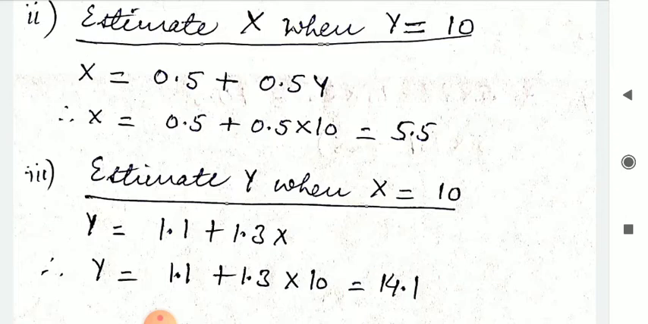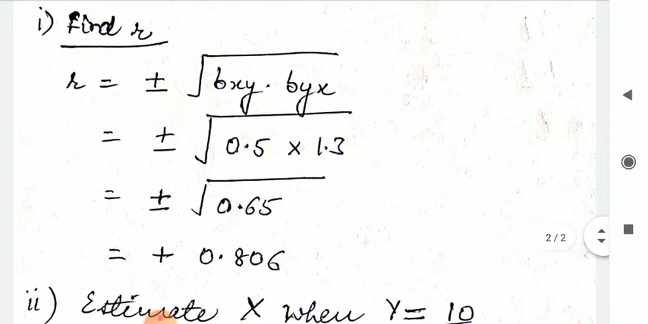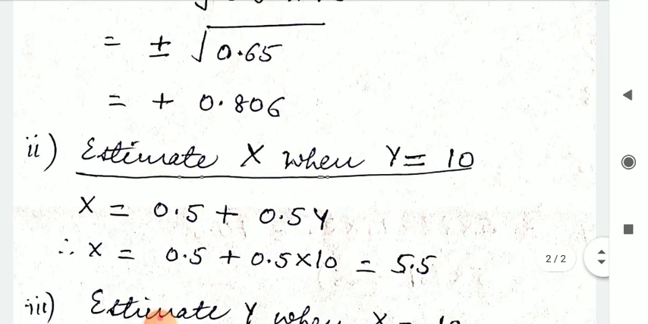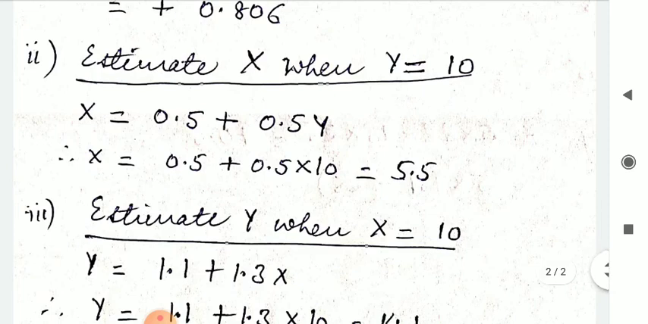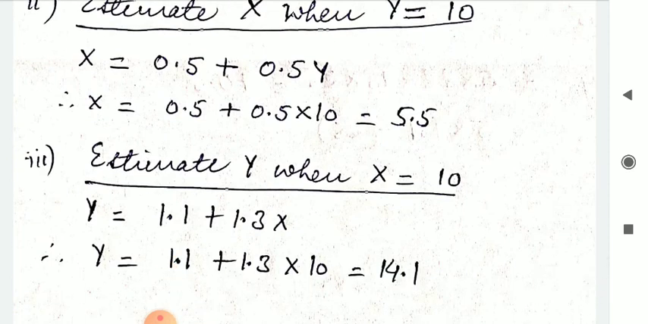So in this very lecture you have seen how regression equations can be framed, how they can be calculated, and how out of those regression equations we calculate the values of bxy and byx, and then we can find the value of r, the coefficient of correlation, and after that you can do estimation also. You can estimate the value of x, and similarly you can estimate the value of y when the value of the other variable is given to you.